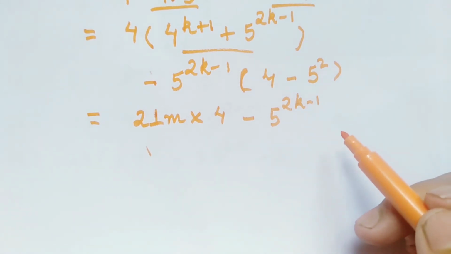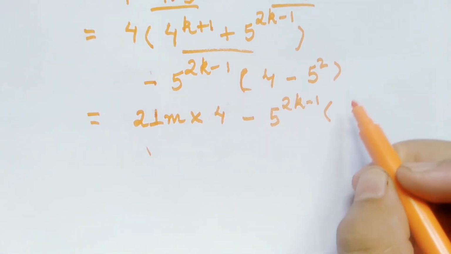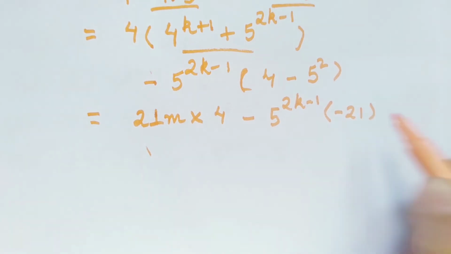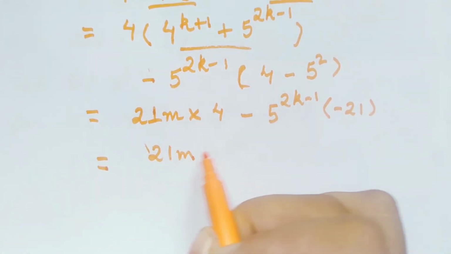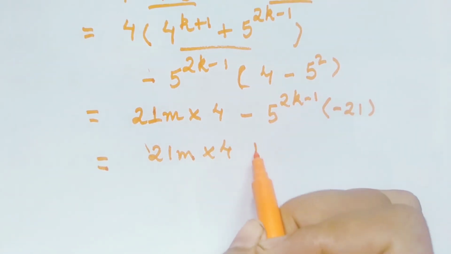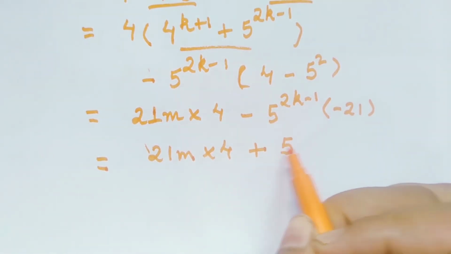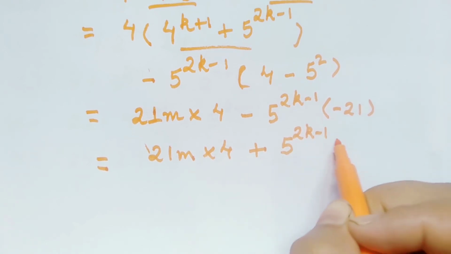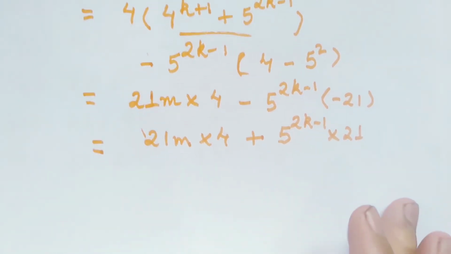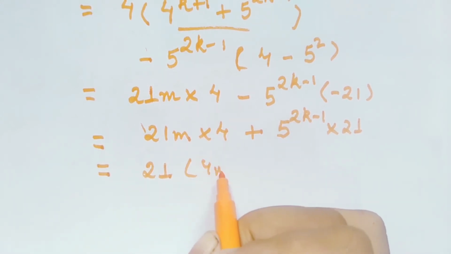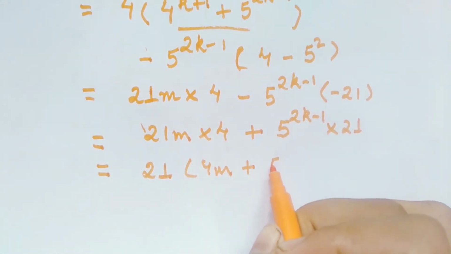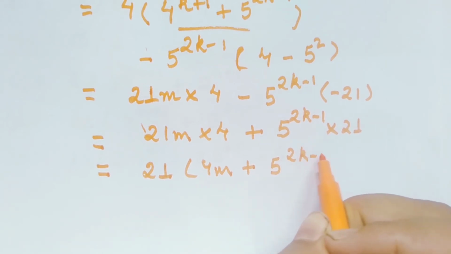5 squared is 25. Now minus 25 with 4 we have minus 21. So this one we have like this: minus into minus we have plus, and then 5 to the power 2k minus 1 into 21. Now we see that 21 is common, so 21 into 4m plus 5 to the power 2k minus 1.